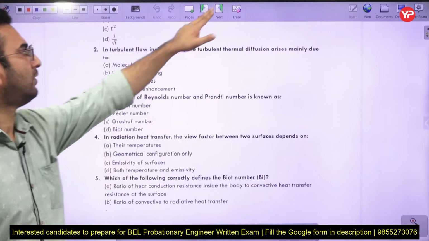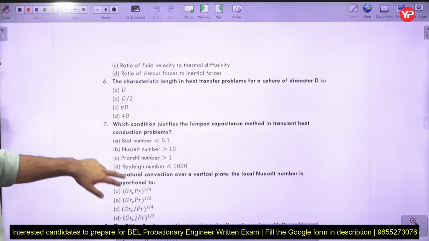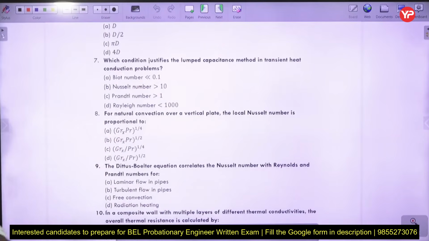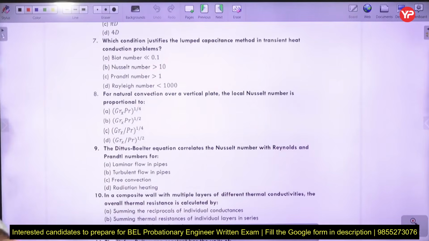Okay, so just make sure that you cover that portion very well. Okay, so this is something which I want to share with you.